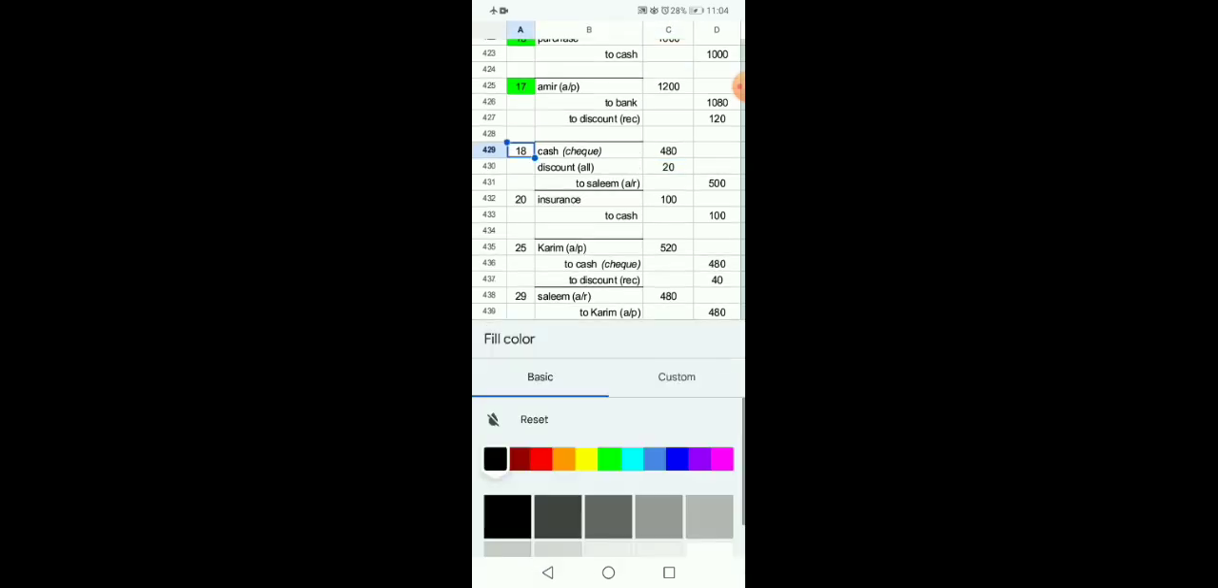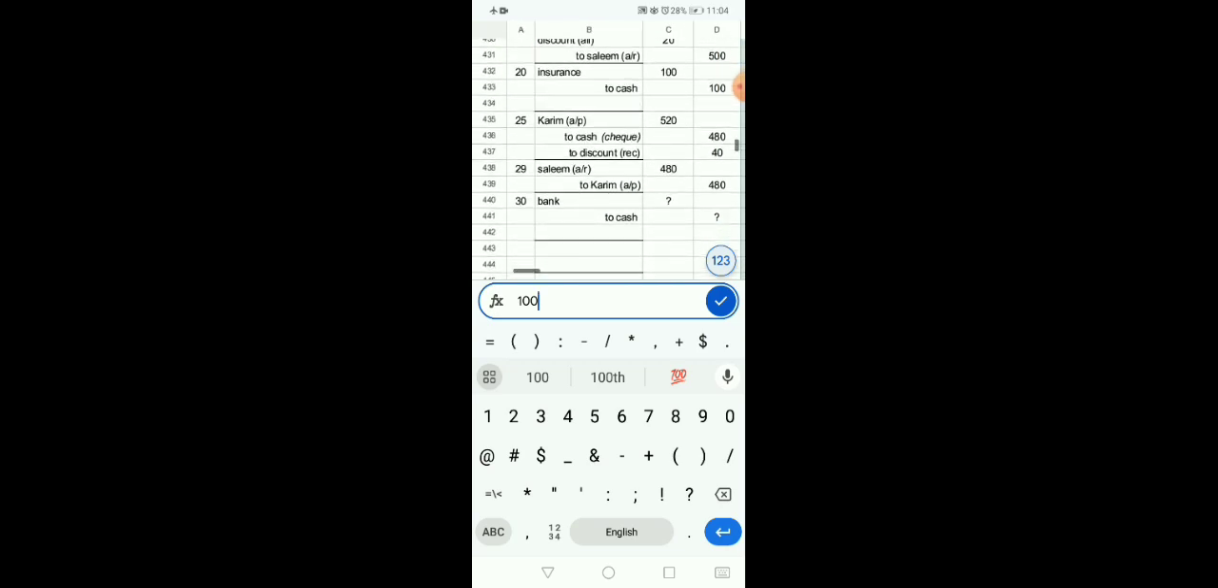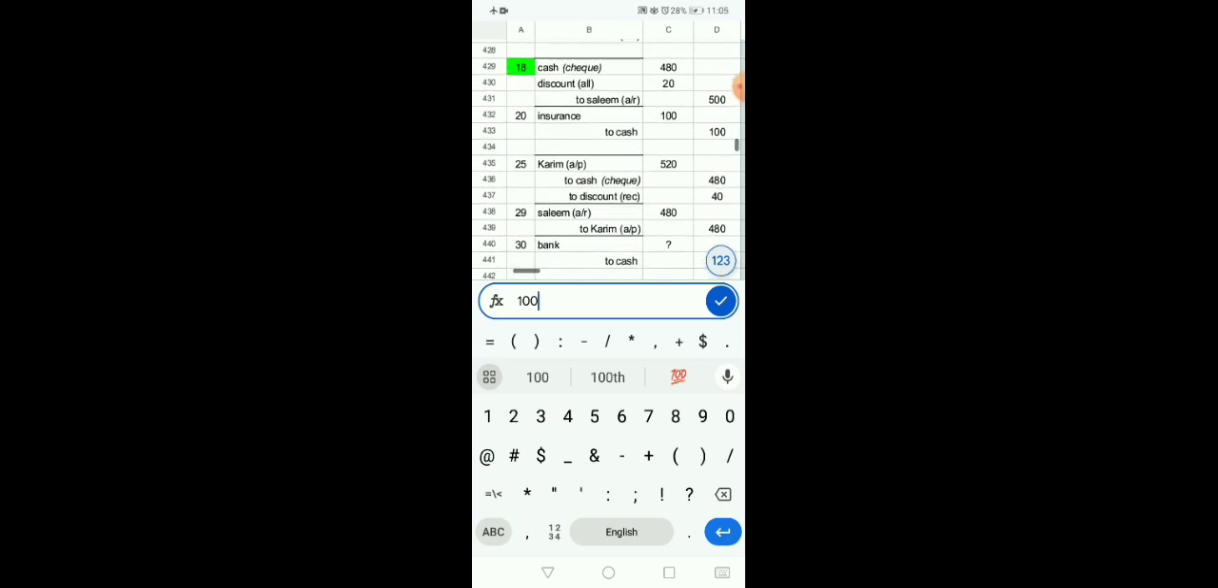480 and 20, cash and discount, was in entry number 18. We have posted cash and discount 480 and 20. That means entry has been completed. Mark it as it has been done. Then we have entry number 20, where there are two elements, but only one element is related to cash book. That is cash. Cash is credited by 100. Go to the credit side and write down 100 in cash column. Now see its reference. What is written on the opposite side of cash? That is insurance.